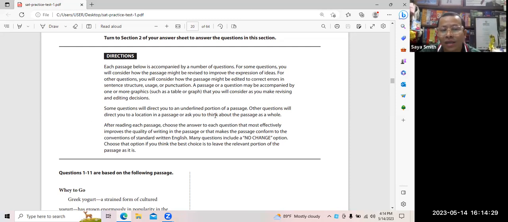After reading each passage, you have to choose the answer to each question that most effectively improves the quality of writing in the passage or that makes the passage conform to the conventions of standard written English. Many questions include a no change option. Choose that option if you think the best choice is to leave the relevant portion of the passage as it is. Questions 1 to 11 are based on the following passage.